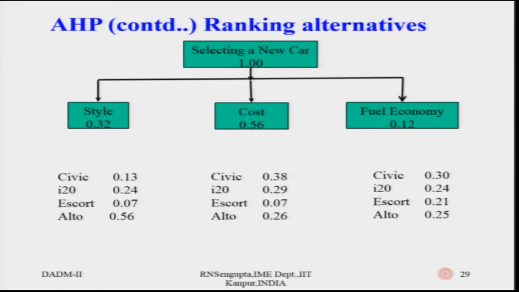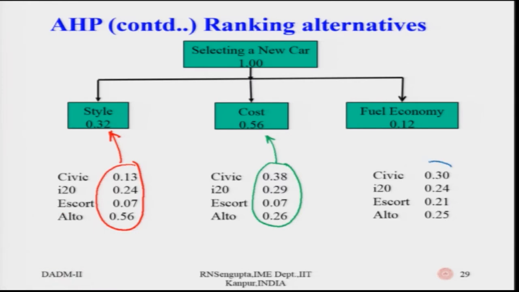So, these are the scores which you have assigned to the criteria when they were compared against each other, without considering the alternatives in the picture. But then when you come back to considering the alternatives, Civic, I-20, Escort and Alto, with respect to each and every criterion, this is the priority vector for the case of style. If I do the comparison for the case of cost, for Civic, I-20, Escort and Alto, this is the priority vector which is assigned to cost.